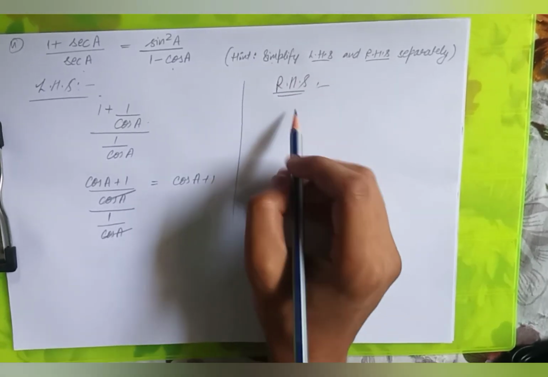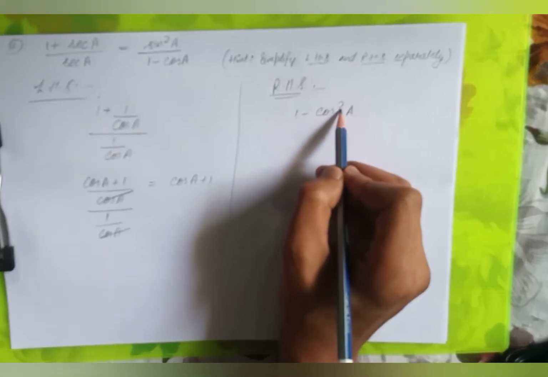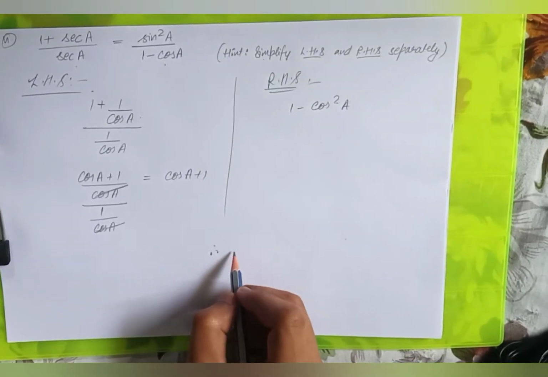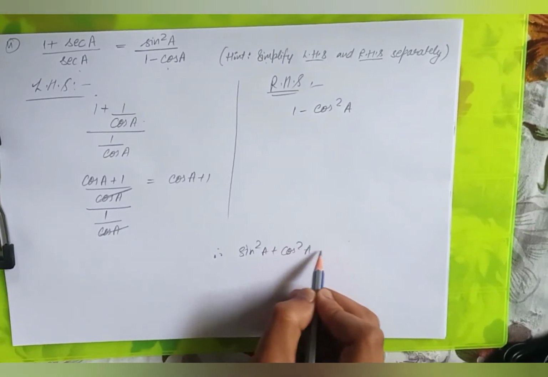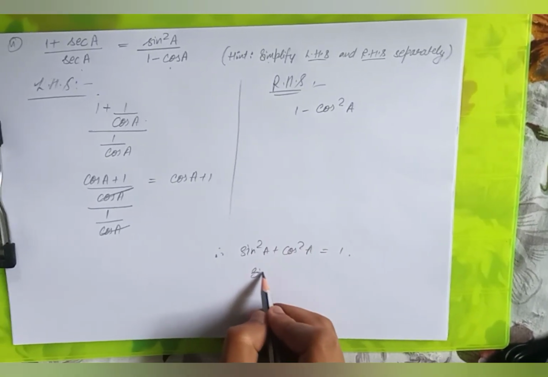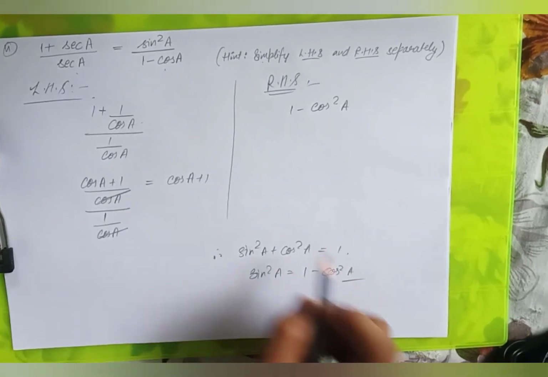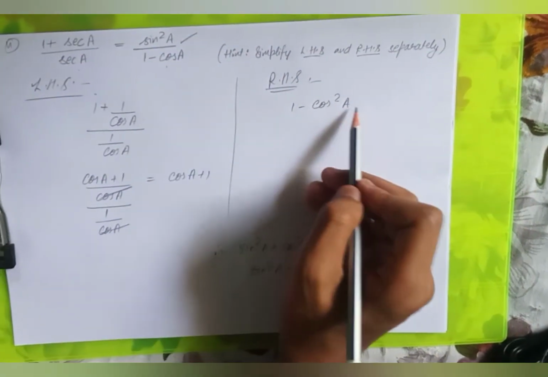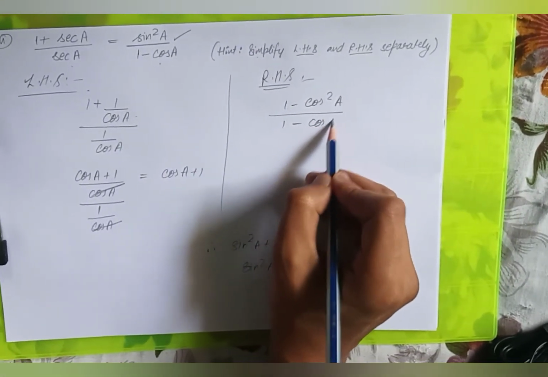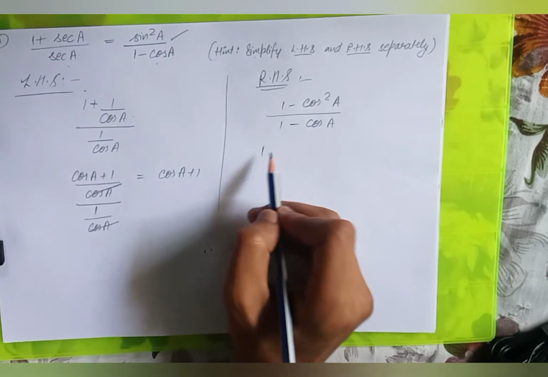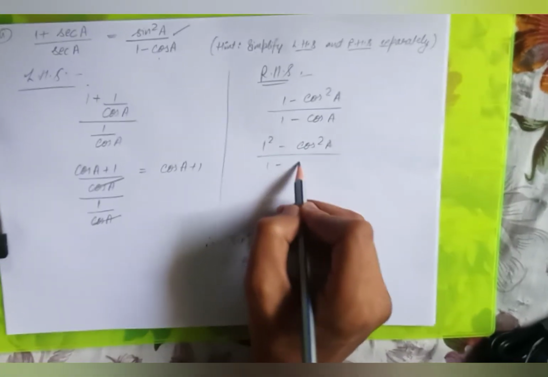sin square a is 1 minus cos square a. By the identity sin square a plus cos square a is equal to 1, so sin square a will become 1 minus cos square a. That's why I write sin square a as 1 minus cos square a. Now in the numerator, we can write 1 as 1 square minus cos square a, and the denominator is 1 minus cos a.